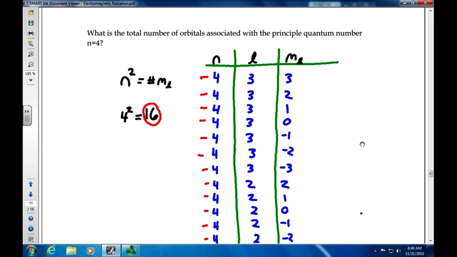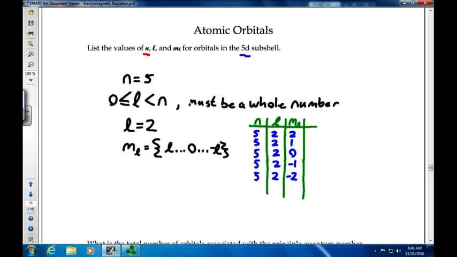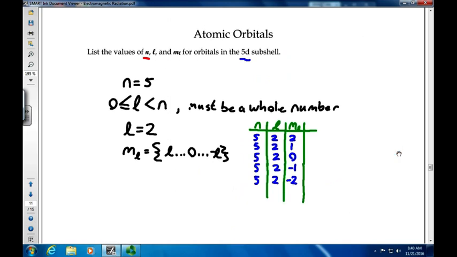That's all we have for today on atomic orbitals. And they're not very difficult. It's just a matter of wrapping your mind around the concepts behind them.